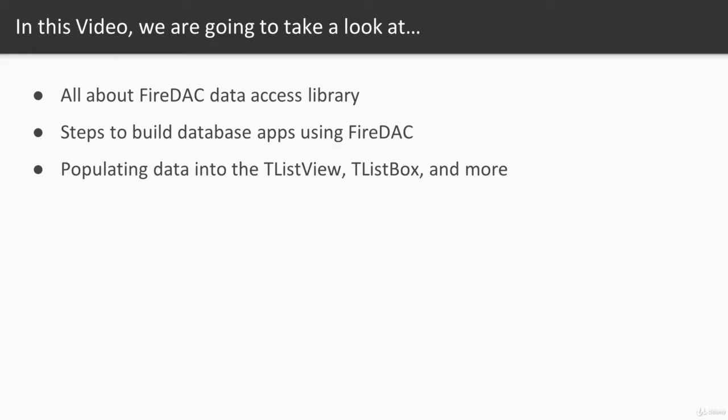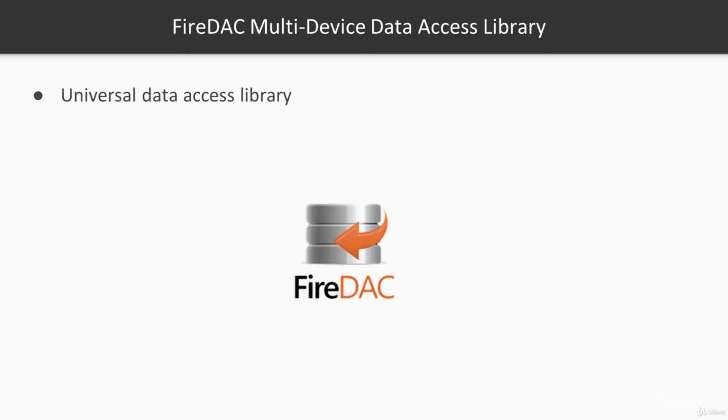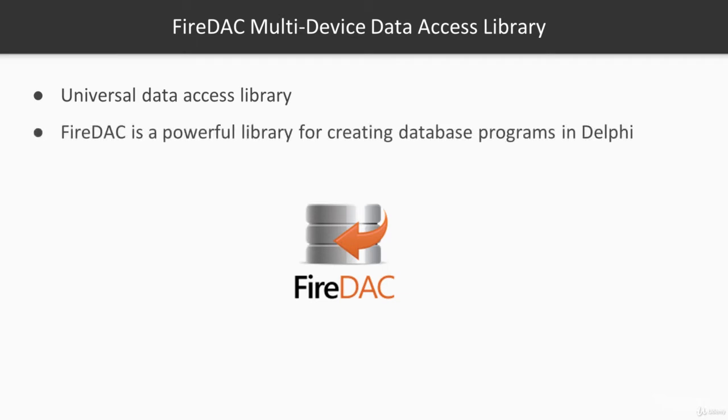In this video, we will learn all about the FireDAC data access library, steps to build database apps using FireDAC, populating data into the list view, list box, and more. FireDAC is a universal data access library for developing applications for multiple devices connected to enterprise databases. With its powerful universal architecture, FireDAC provides a common API for accessing different database backends without giving up access to unique database-specific features and without compromising on performance.